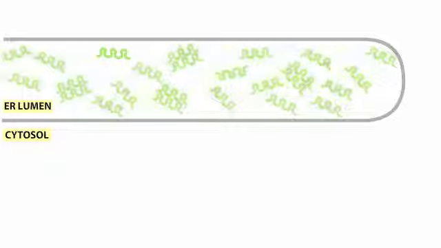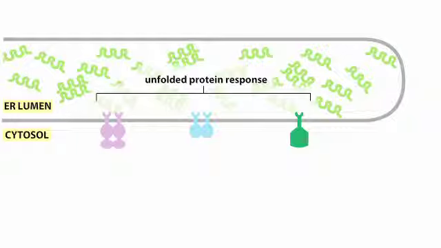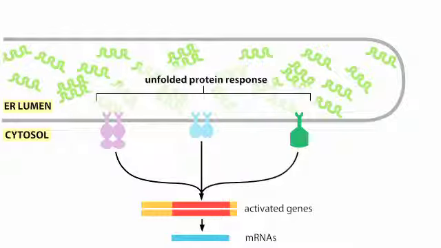If the ER's capacity to fold or degrade proteins is overwhelmed, misfolded proteins accumulate in the lumen. This triggers a program called the unfolded protein response, or UPR, that activates genes that increase the protein folding capacity of the ER and can also inhibit protein synthesis. The UPR consists of 3 parallel pathways initiated by sensors in the ER membrane called IRE1, PERK, and ATF6. The pathway initiated by IRE1 is remarkable.